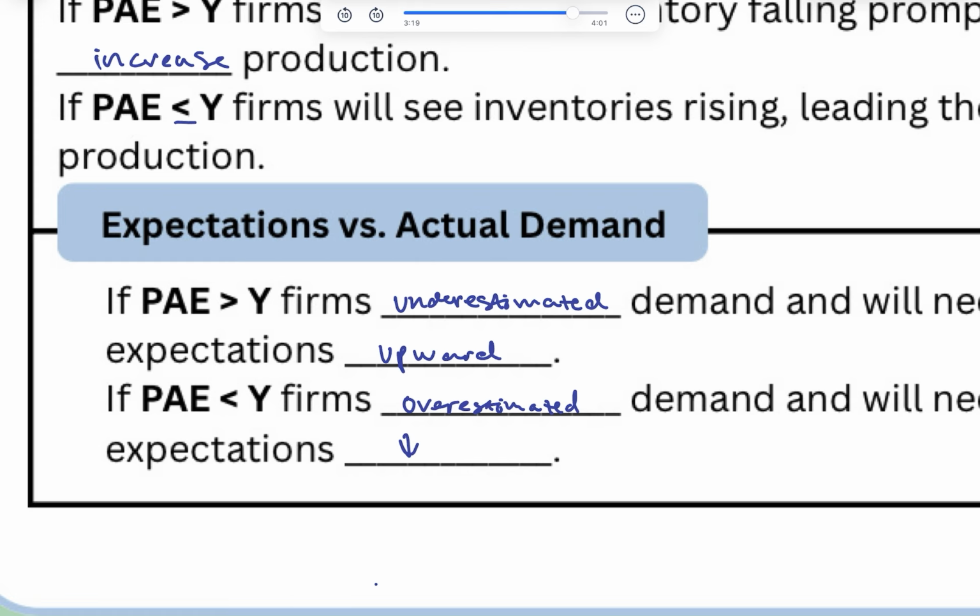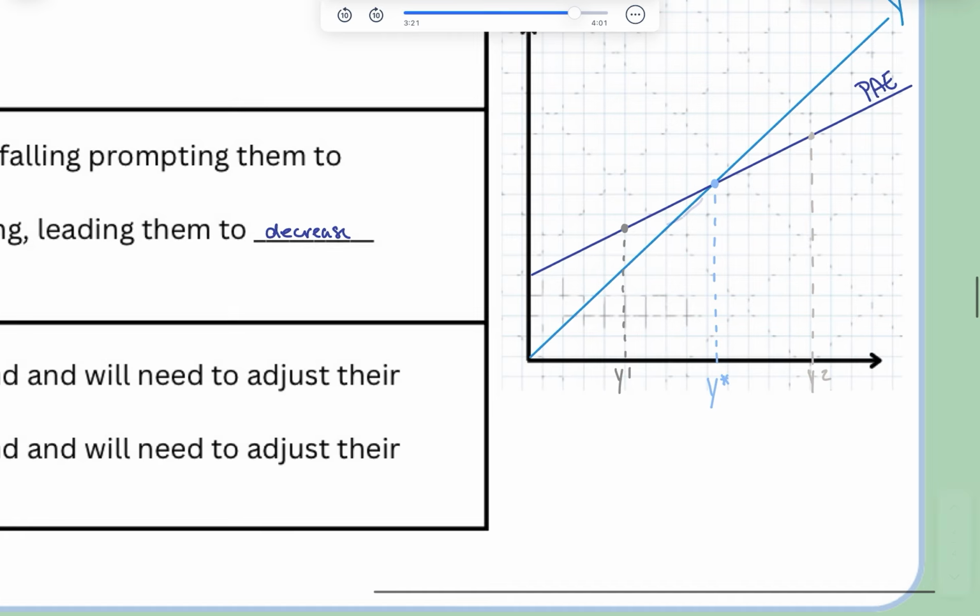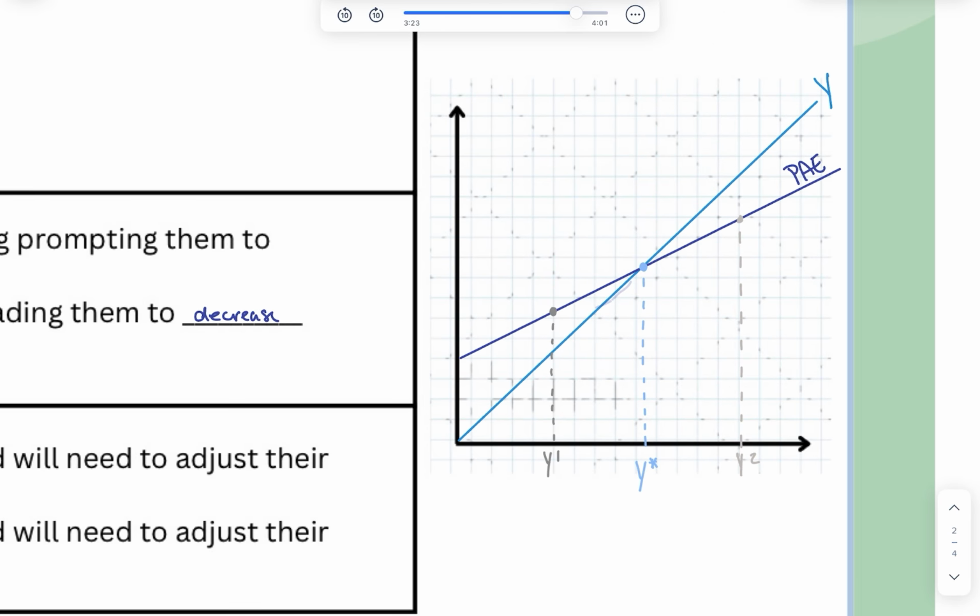So as we can see from the graph right here, when PAE is greater than Y, it's above Y, there needs to be a shift in inventories. There needs to be an increase in inventories to make it back to that equilibrium point, as well as looking at when PAE is less than, we will need to decrease inventories in order to make it back to that equilibrium point.